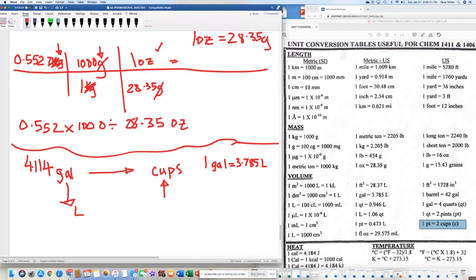Like we got to cups from 1 pint. So I'm gonna write that conversion here. 1 pint equal to cups. So I'm gonna ask you this: is there a connection between liters and pints?